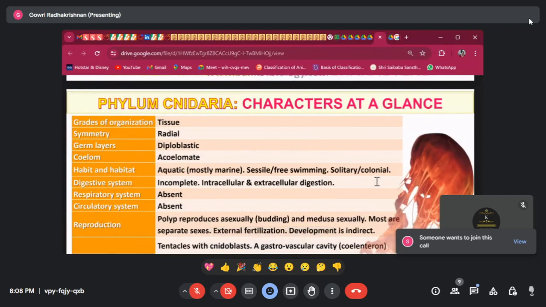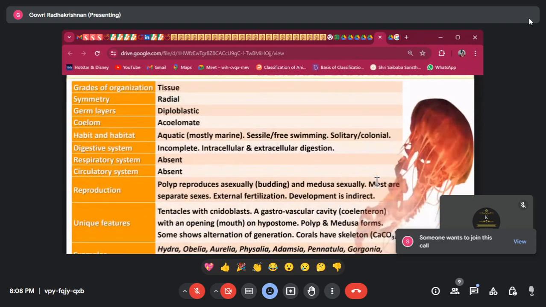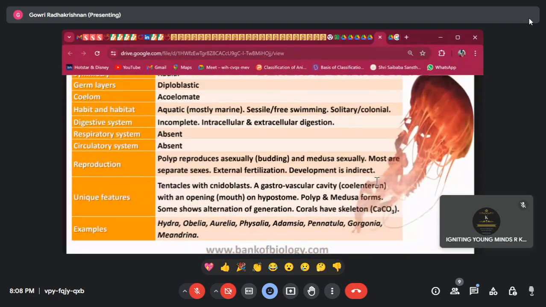Now, it exhibits grades of organization: tissue, symmetry radial, germinating layers is diploblastic, and coelom is coelomate. Habit and habitat is aquatic, free swimming, solitary or colonial, and digestive system is incomplete, intracellular and extracellular digestion. Respiratory system is absent, circulatory system is absent, reproduction.